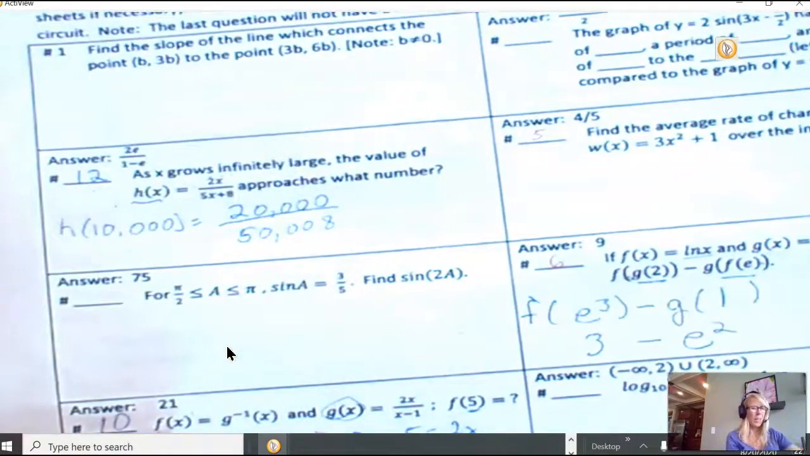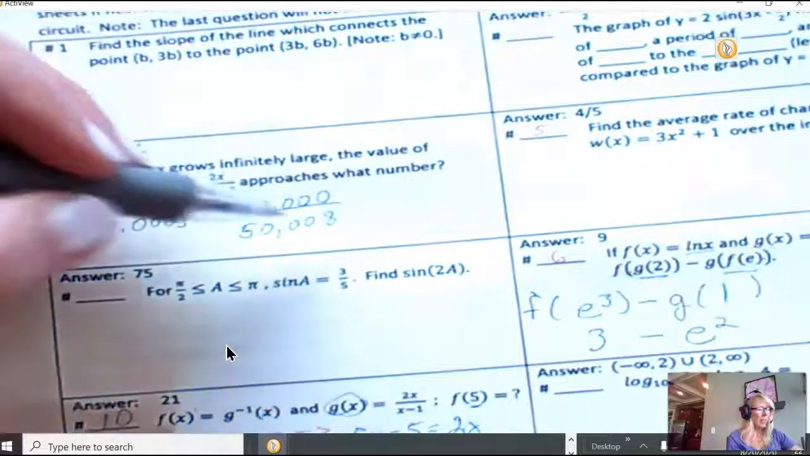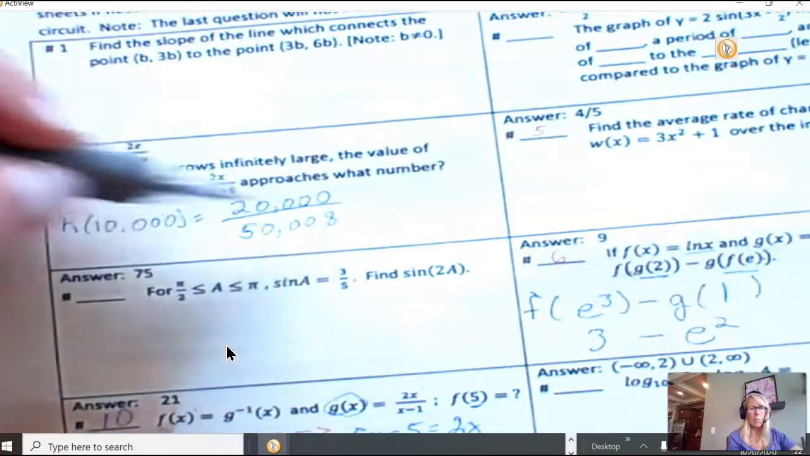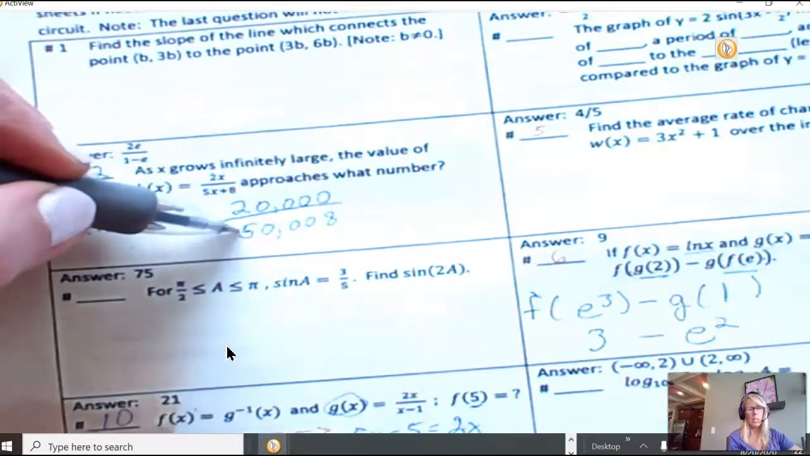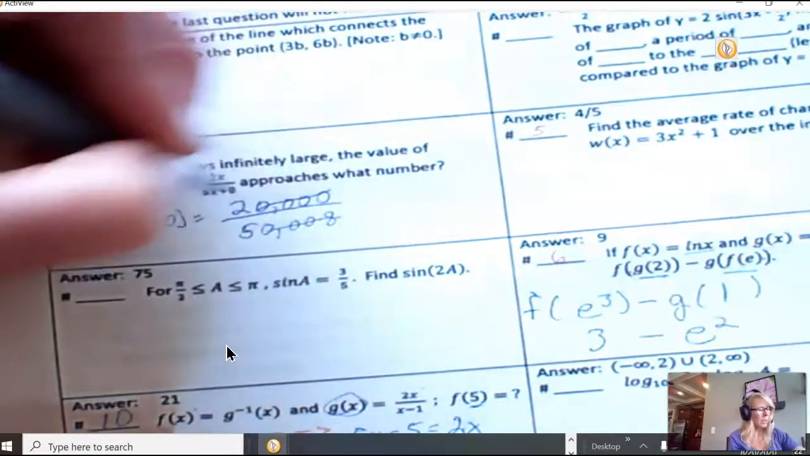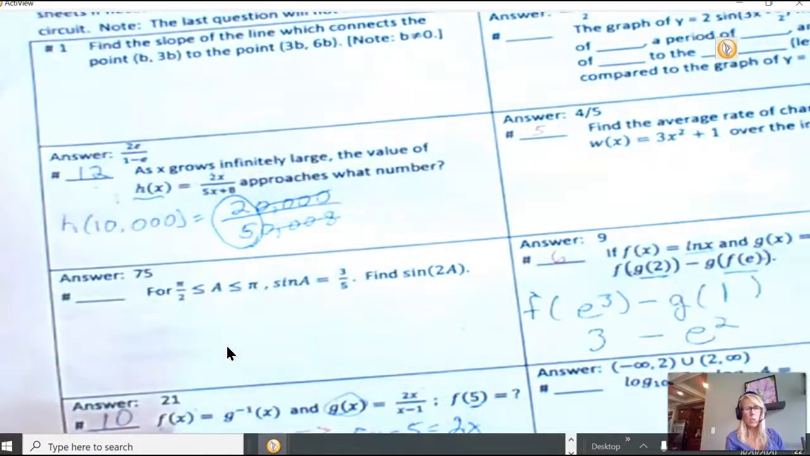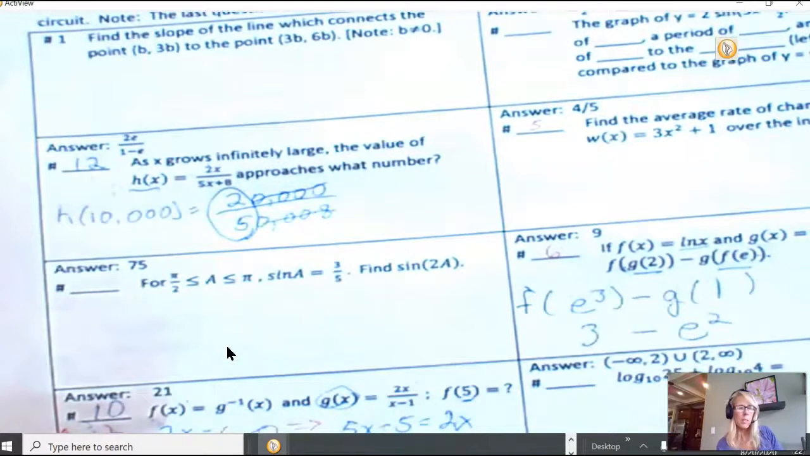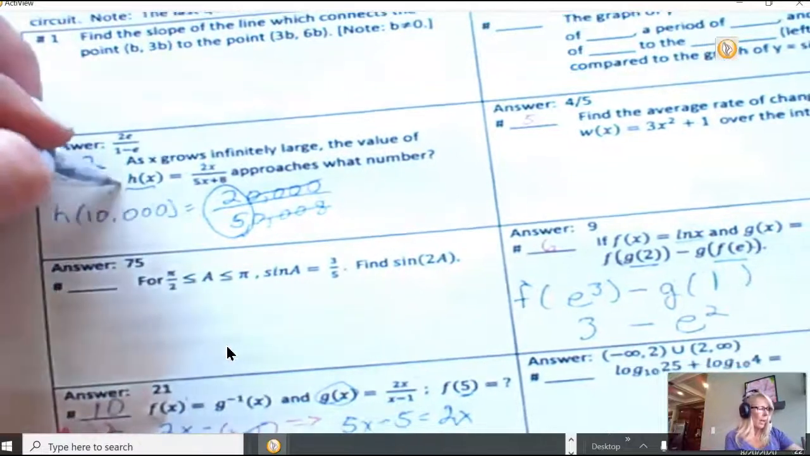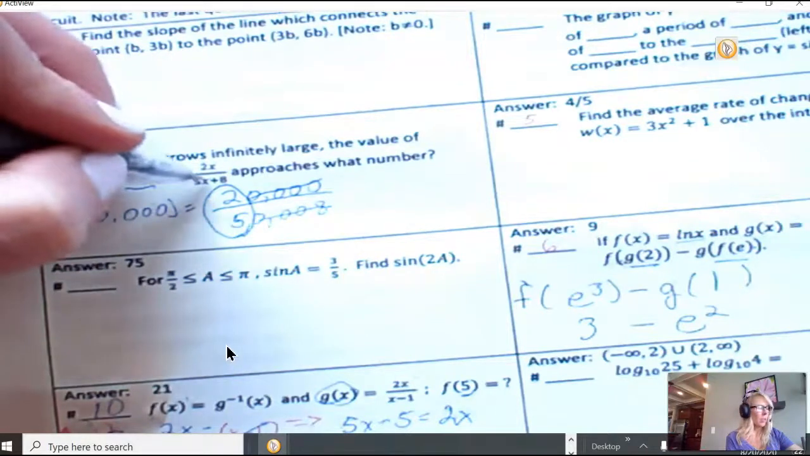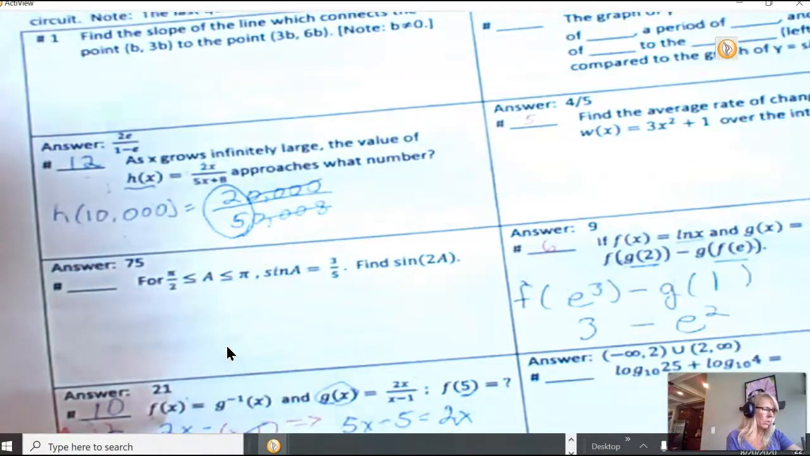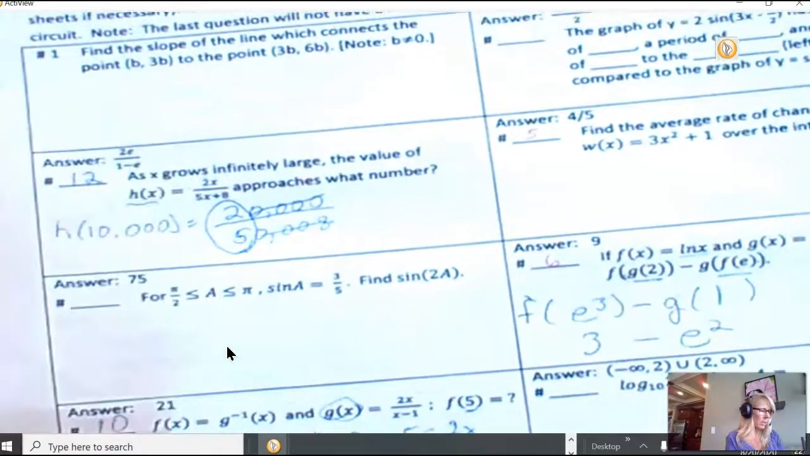50,008. Okay, guys, can you see how this 8 really is insignificant? What is 20,000 over 50,008 approximately? You can see, you can cancel that piece out and you're left with 2 over 5. Okay? We'll talk deeper on this when we get to some of our limits. It's kind of exciting. I love it. So, as x grows really big, h of x is approaching 2 over 5. All right, so let's find 2 over 5. There it is, down at the bottom.